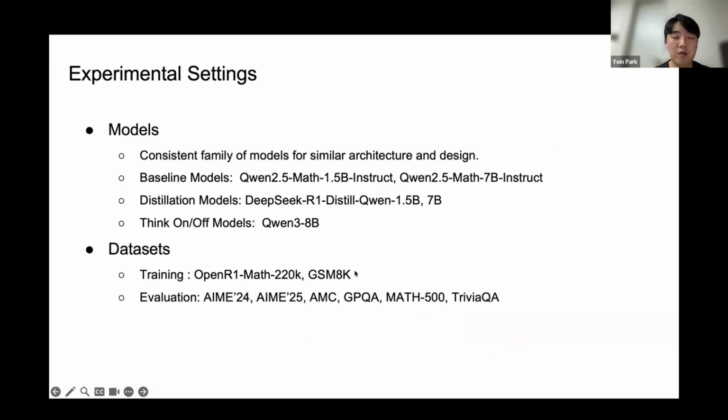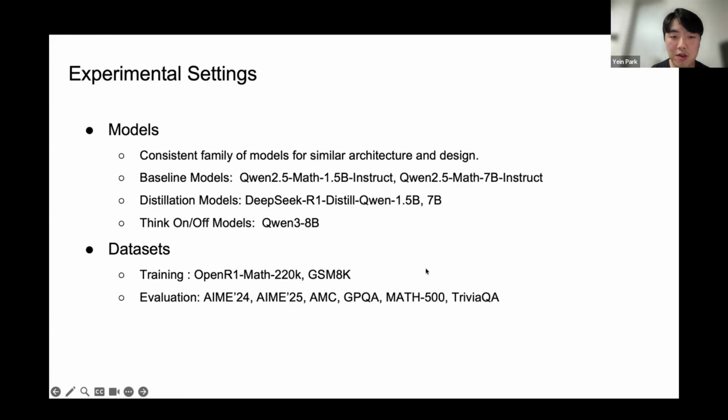Here we use a consistent family of models with similar architecture and design to construct circuits. So we chose Qwen, like Qwen 2.5 Math 1.5B and 2.5 Math 7B, and then their distillation versions, DeepSeek R1 Distill Qwen 1.5B and 7B. Then we also use the think on/off model Qwen3 8B, and we trained these models with post-trainings like SFT or GRPO. The training data is OpenR1 Math 220K and GSM8K, which is a very famous mathematical training dataset.